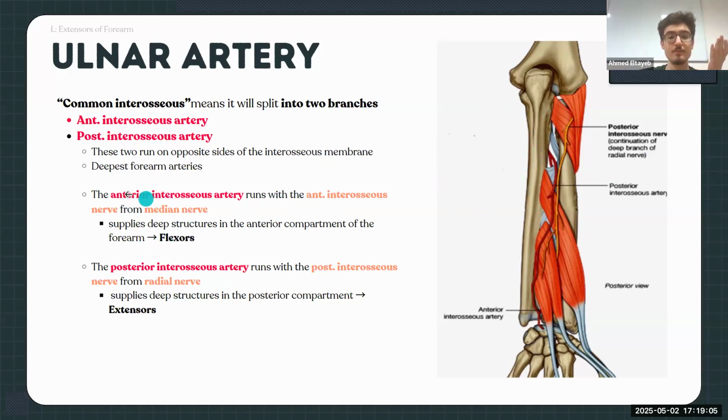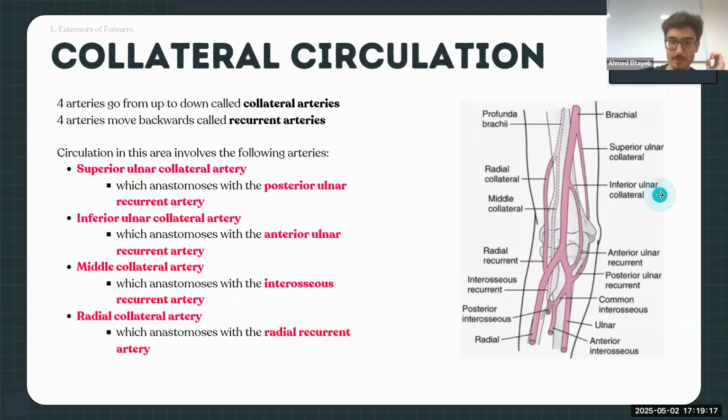And lastly, we said both the anterior interosseous artery and nerve will supply the deep structures in the flexor compartment, and both the posterior artery and nerve will supply the deep structures in the extensor compartment. What about the recurrent arteries and everything that is weird over there? Now, we have something special and unique with the elbow joint, which is basically something called collateral circulation.